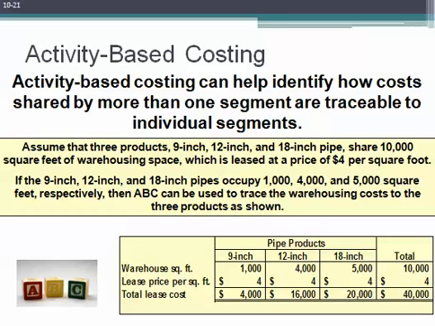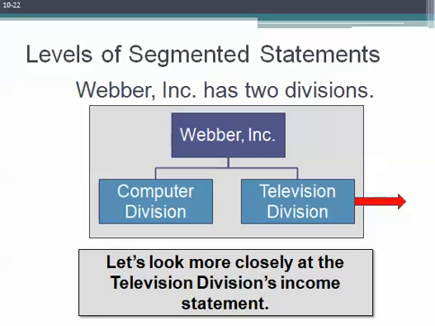Our overall rental cost would stay at $40,000. This would be the example of a fixed cost that we need to be careful in terms of how we might trace it to individual segments. So with respect to our pipe selling business, this would be a common fixed cost. Now, if we were to eliminate 9, 12, and 18-inch pipes, then all of those costs, the full $40,000, could be discontinued. Let's consider the segmented income statements for Weber Inc.